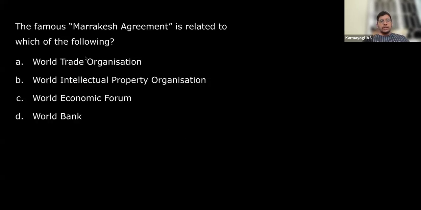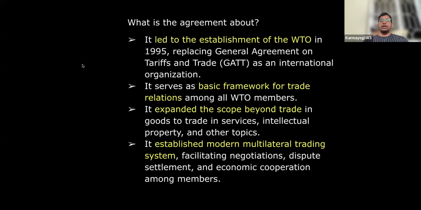Next one. The famous Marrakesh Agreement is related to which of the following? World Trade Organization, World Intellectual Property Organization, World Economic Forum, World Bank. So Marrakesh Agreement has led to the formation of WTO, World Trade Organization. Before that, we had the General Agreement on Tariffs and Trade. GATT is an international organization which was established in 1948. It was giving the basic guidelines. It is not a binding treaty and there is no dispute mechanism. It is just an element to promote trade, right?